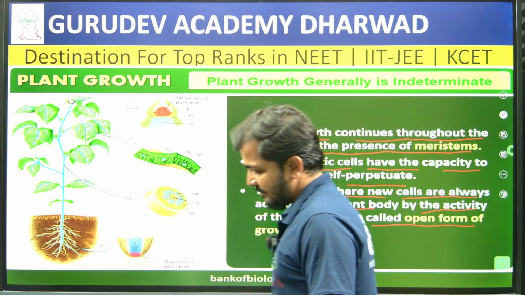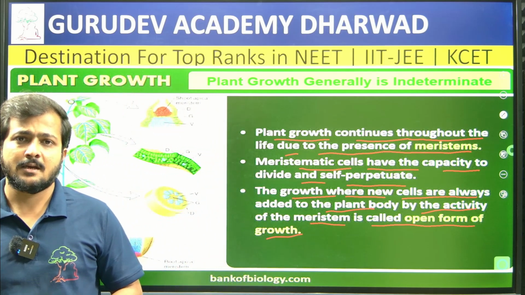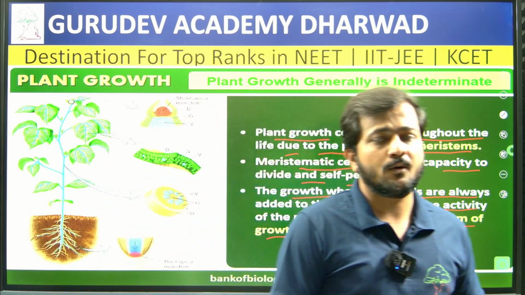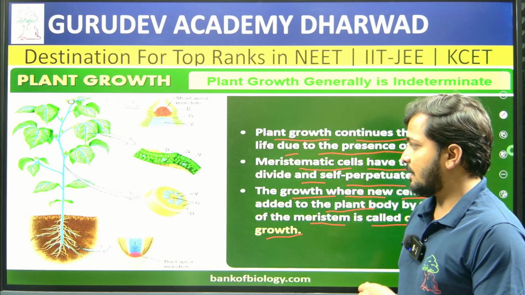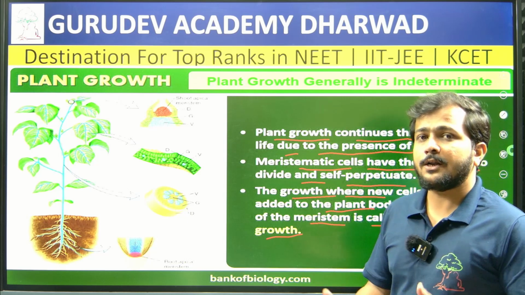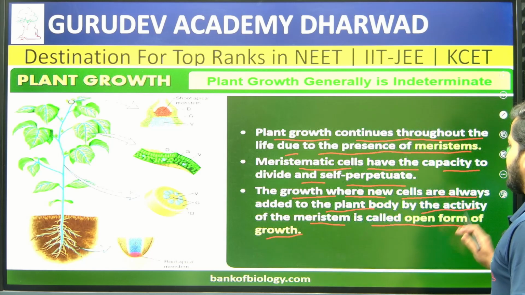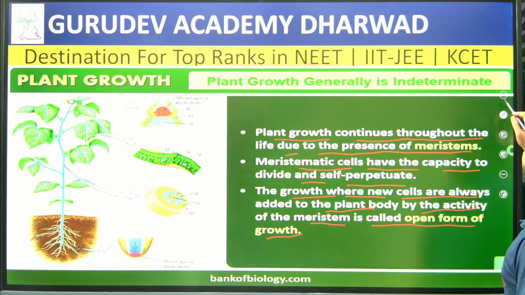Already we have discussed the anatomy of flowering plants. There we came across an important form of cells known as meristematic cells, which have a continuous division capacity. They continuously divide to form the plantlet. That type of growth we call the open form of growth.